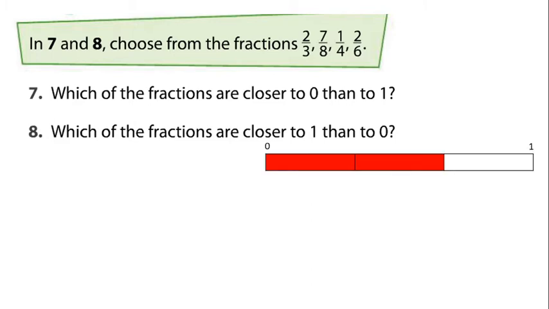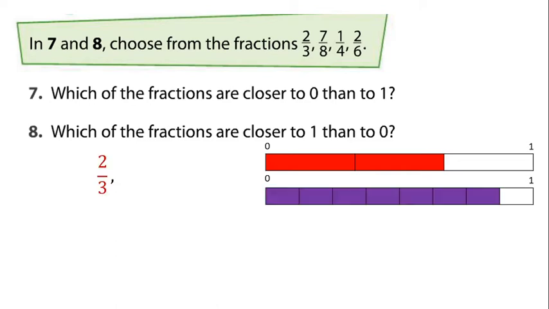Is 2 over 3 closer to 0 or closer to 1? You have 5 seconds. Two over 3 is more than half and it's closer to 1. Excellent. Is 7 over 8 closer to 0 or closer to 1? You have 3 seconds. Very good. It's closer to 1.